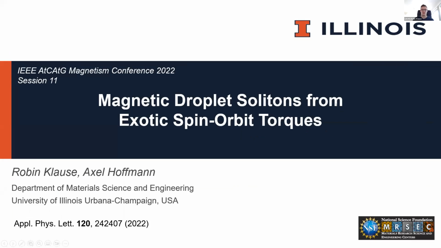My name is Robin. As was mentioned, I'm a PhD student at the University of Illinois at Urbana-Champaign. Today I want to talk about my micromagnetic simulation project on generating multiple magnetic droplets from exotic spin orbit torques. Before I start, I want to thank my funding source, the NSF MRSEC.